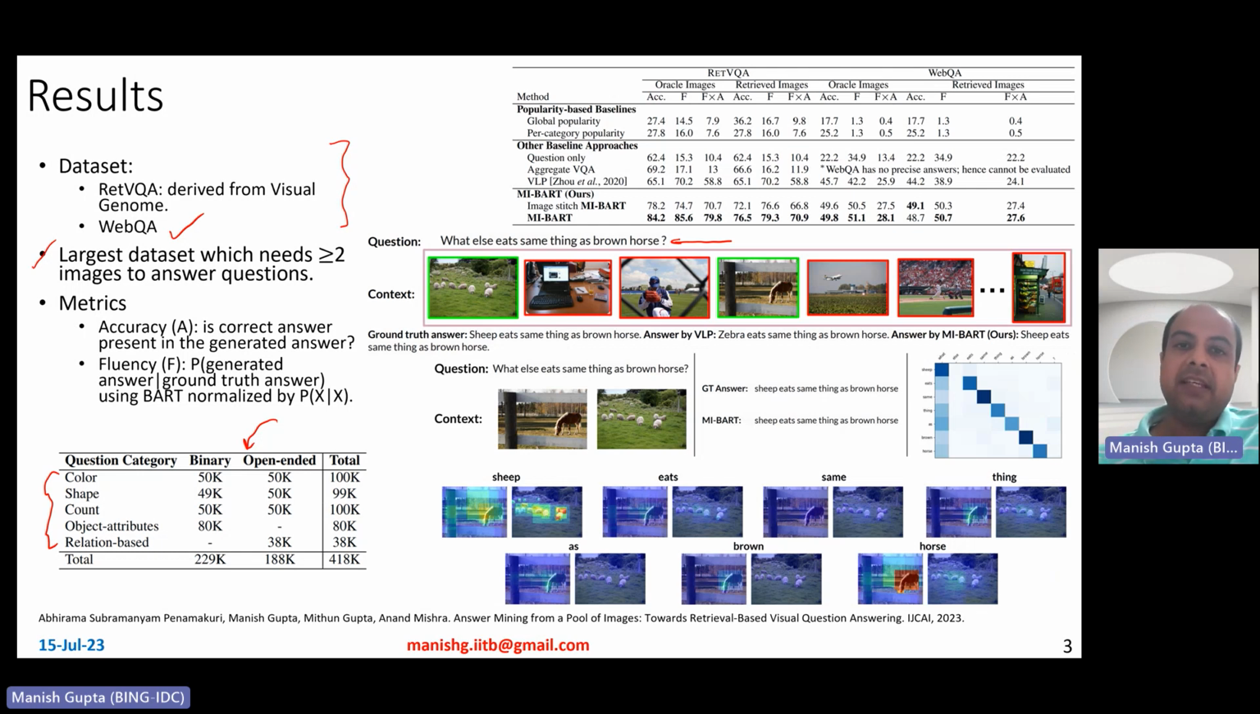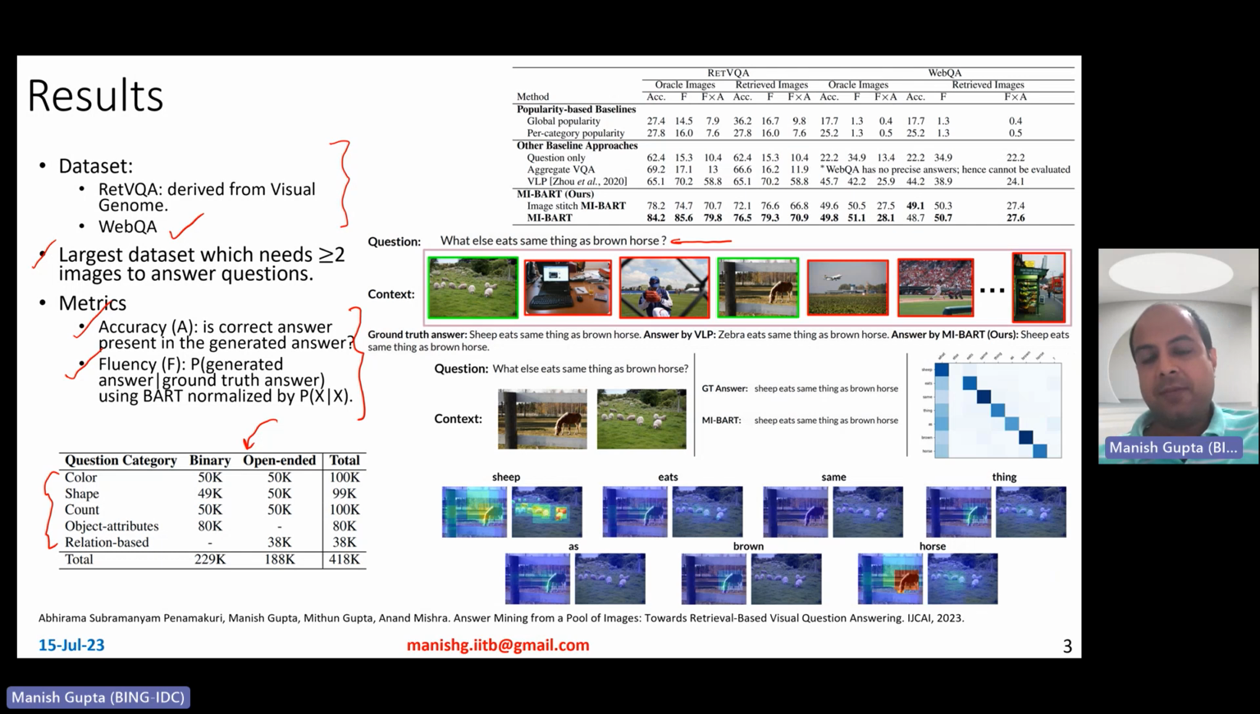The performance is measured using two different metrics. One is called accuracy, and the other is fluency. The accuracy metric captures whether the correct answer is present in the answer generated by the system or not. While the fluency metric is computed in a very interesting manner. If your system generated some answer and you have a ground truth answer, what is the probability of the generated answer given the ground truth answer as input to a BART model?